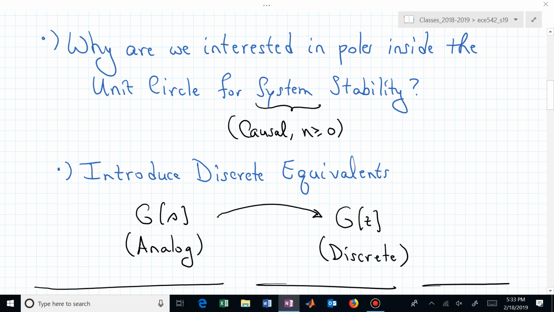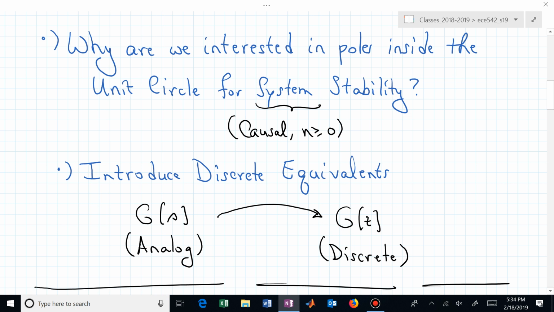Then if we have time, we'll talk about where is this notion of a system being stable when all of its poles are inside the unit circle. We'll talk about that particular issue.